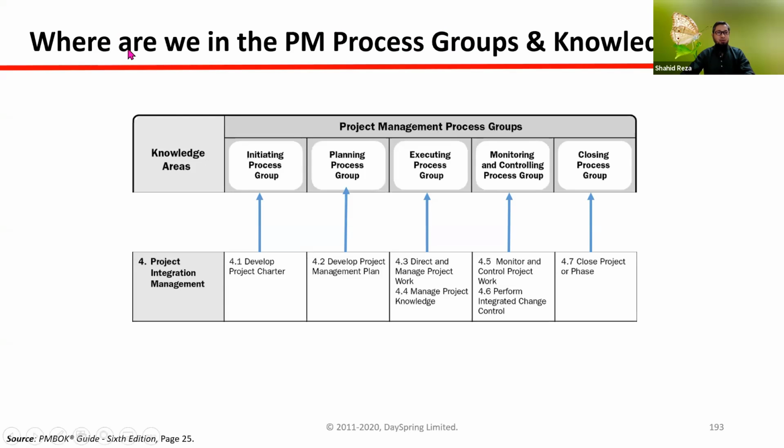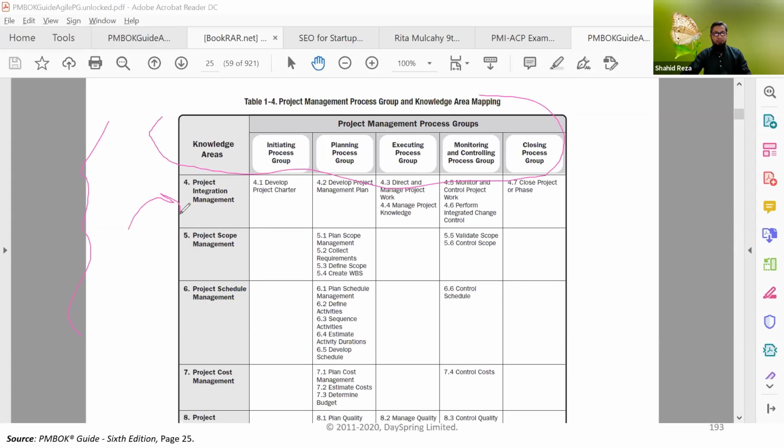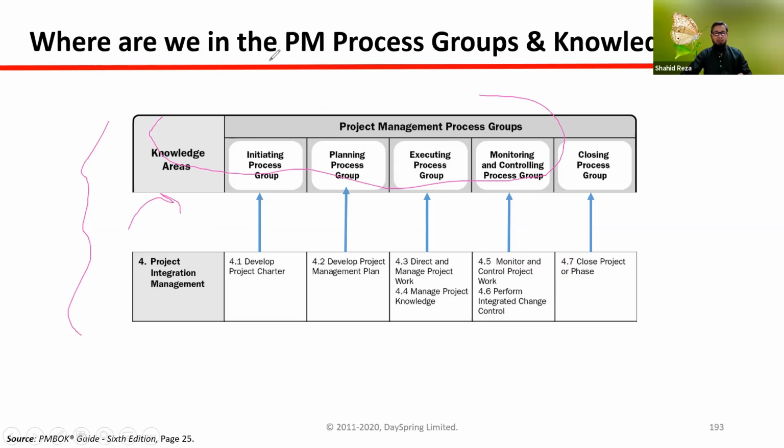I have taken a snippet from this table. I am showing this one and this one. You have to clearly understand develop project charter: which process group is it under? Initiation process group, right? And under the planning process group, in integration management, there is only one process, develop project management plan. I will get there. First I am doing the high level discussion, then I will enter here and discuss in detail.